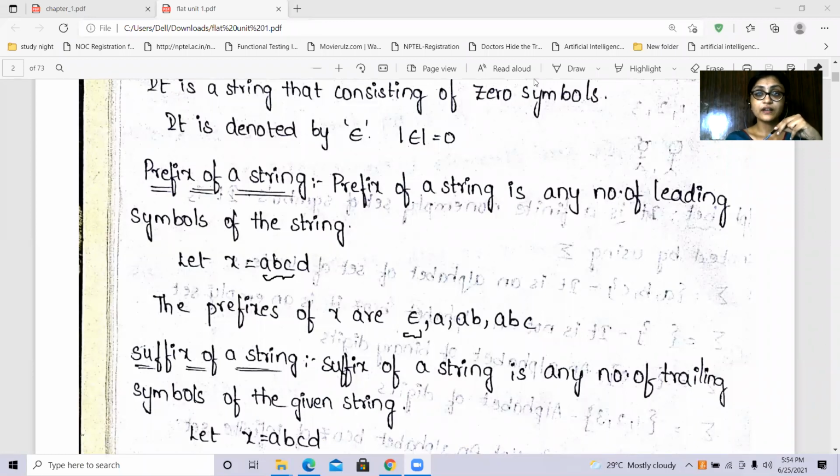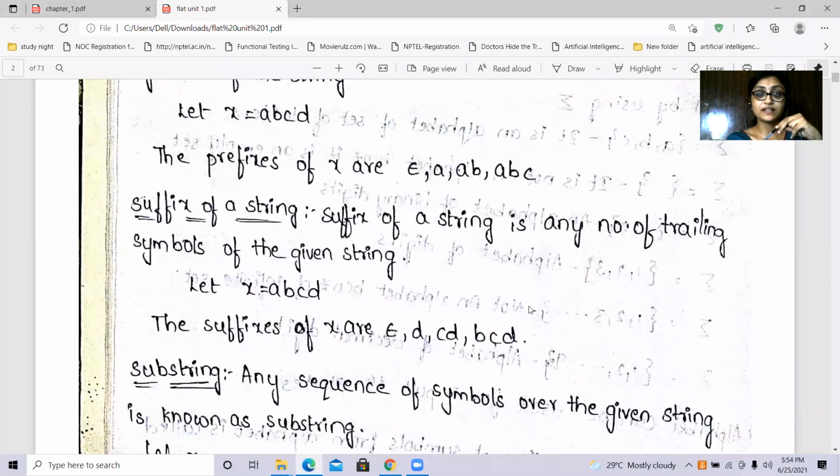And next, we have to go to the suffixes of the string. What do the suffixes of the string mean? Suffixes of the string means nothing but the things that are after the leading part. It means the things that are present at the last are called the suffixes of the string. If we consider the string as A, B, C, D, then the suffixes of X will be D, C, D, B, C, D. All these will be considered as the suffixes of the string.